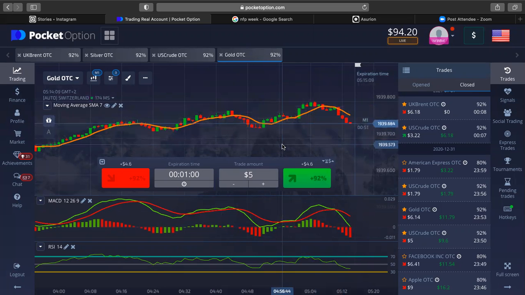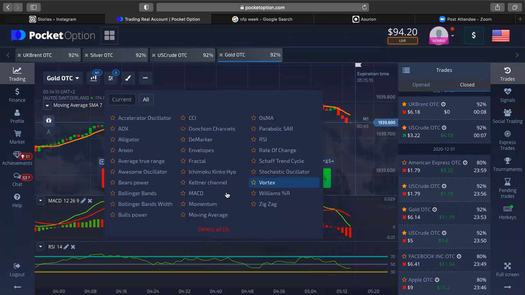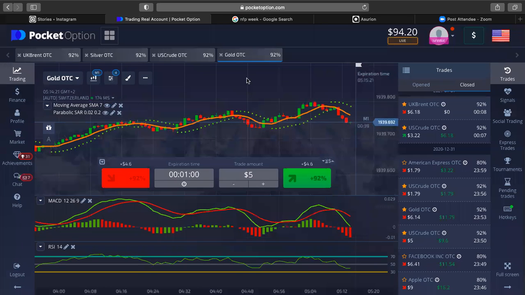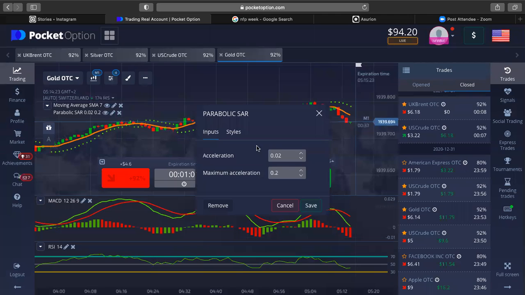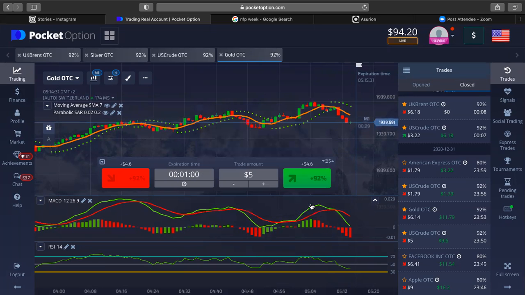Now, the last indicator that I'm going to add on here is my Parabolic SAR. So I'm going to click right here. Where is it? I'm going to click Parabolic SAR. Now, you want to leave the acceleration and maximum acceleration the same. For style, you want to leave it 1px. That's good enough for me. It's all about your personal preference, though, right?